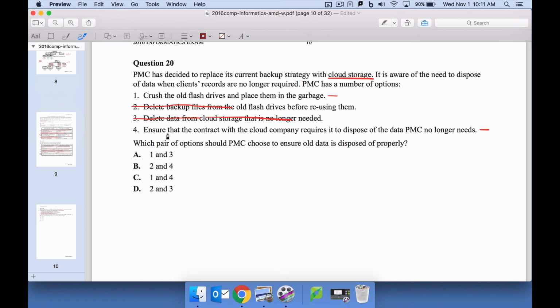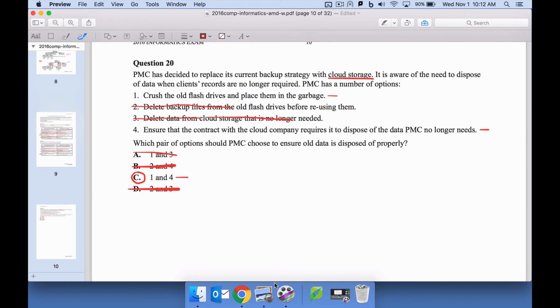Well, we already know we've got 1 and 4 here. So let's just go through them just in case. 1 and 3. We know 1 is probably a good one, but 3 is definitely not, so it's not this answer. 2 and 4. 4 is good, but 2 is probably not a good idea, so it's not that one. 1 and 4, the ones that we chose. Yes, it's probably going to be this answer. And the last one, D, is 2 and 3. 2 and 3 together is definitely not a good idea. Definitely not. So the answer is C.